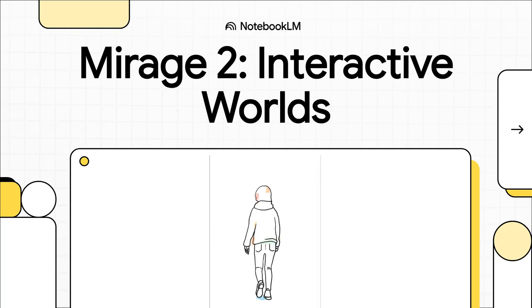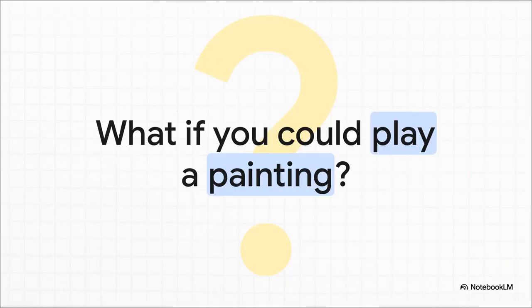All right, today we're diving into something that's changing the game, literally. We're looking at a brand new AI tool that's live right now and lets you turn any image into a world you can actually play in. But let's start with a kind of crazy question. What if you could actually play a painting? Step inside a masterpiece and just walk around.